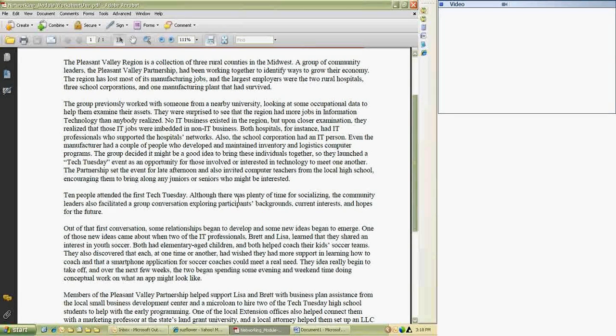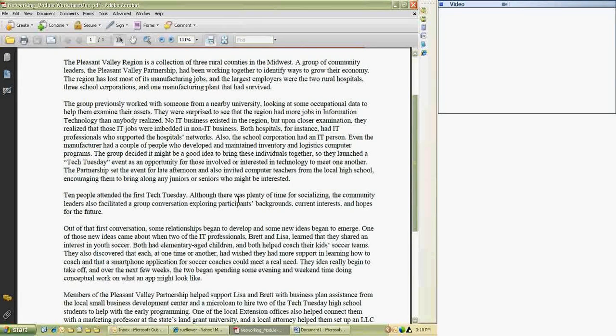Pleasant Valley region is a made-up region. I've placed it in the Midwest, but it's a group of rural counties that have a group coming together to think about economic development. That sounds a lot like a SET group to me. It's where they've lost lots of manufacturing jobs. Their largest employers are a couple of rural hospitals and school corporations, and just one manufacturing plant that's left in the small region.